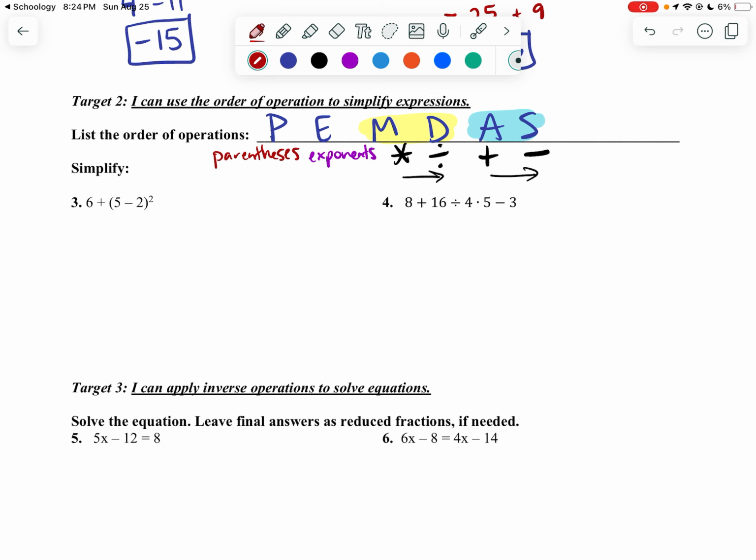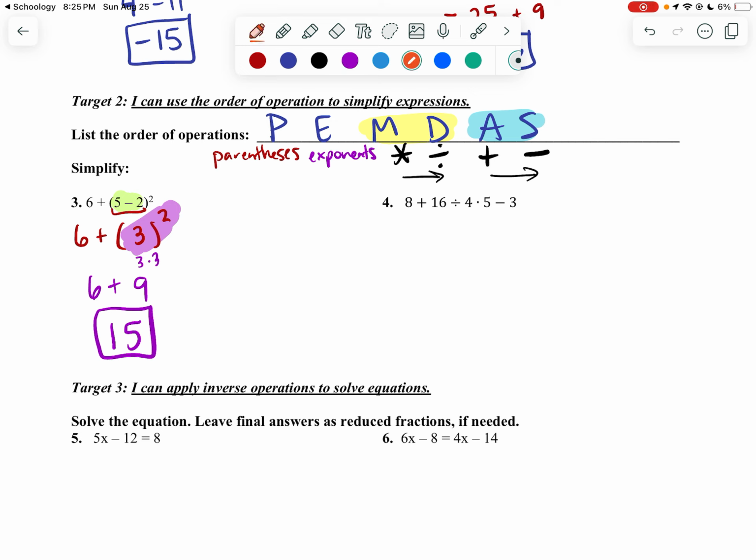So thinking about order of operations, this first one that has parentheses, so we need to do that part first. Okay, so I'm going to leave the 6, the plus, the parentheses is going to be 5 minus 2, which is 3. Okay, next part would be your exponent. Okay, the exponent is only attached to its base. This would be 6 plus 3 squared is 3 times 3, that's 9. And then 6 plus 9 is 15.